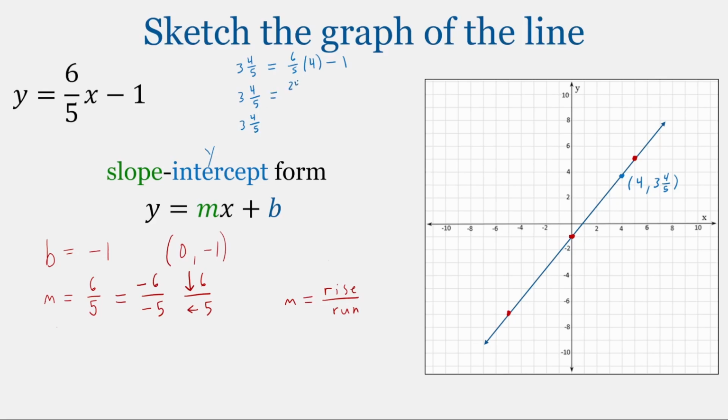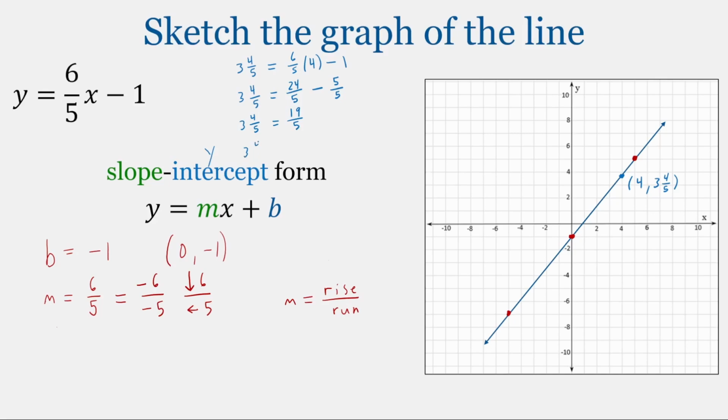That's 24/5. We multiply those numerators. Minus 1. Well, let's rewrite 1 to have a denominator of 5, so that's going to be 5 over 5. Now we'll do this arithmetic: 24/5 minus 5/5. So that's 24 minus 5, that's 19/5.